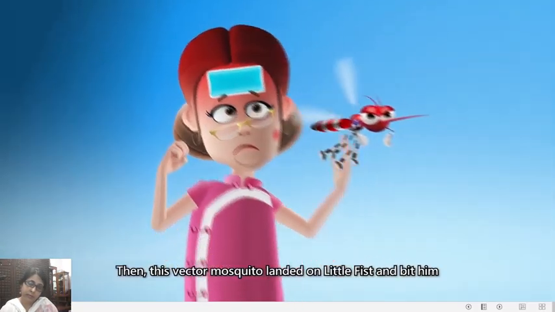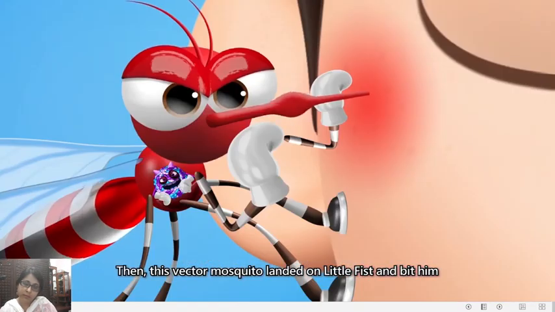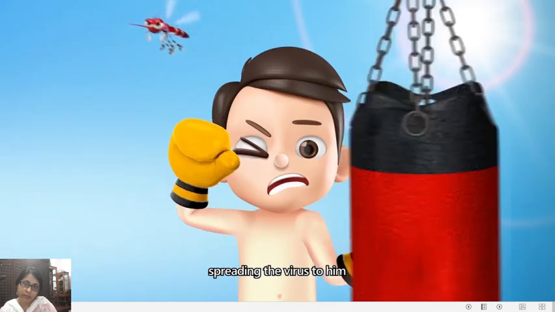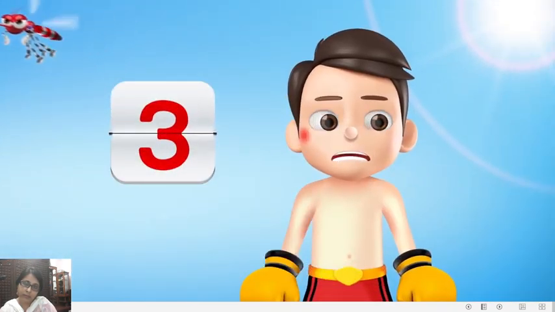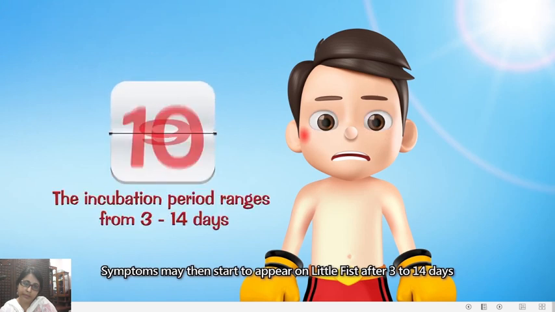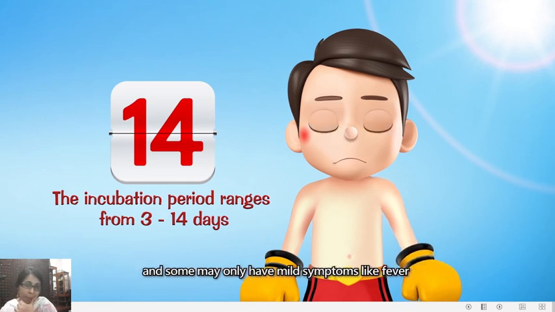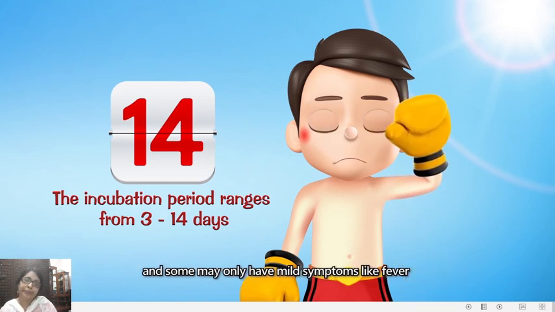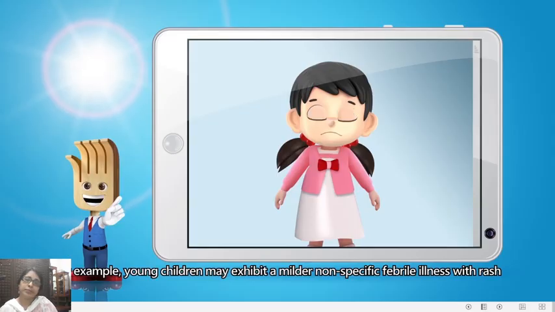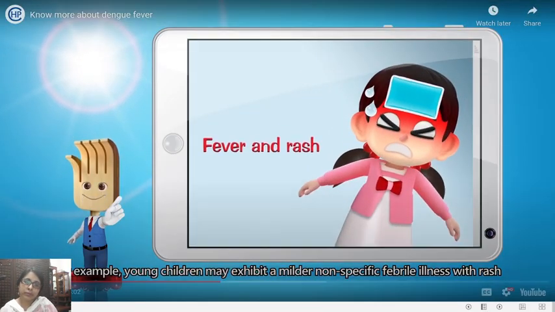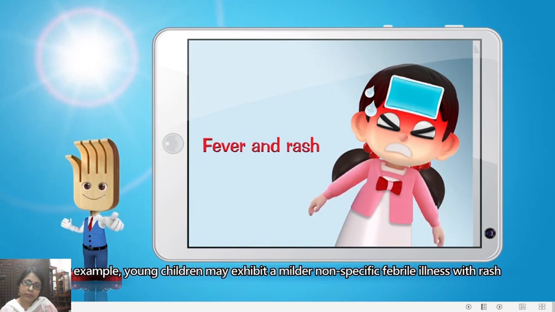Then, this vector mosquito landed on Little Fist and bit him, spreading the virus to him. Symptoms may then start to appear on Little Fist after 3 to 14 days. Some infected people may not develop apparent symptoms, and some may only have mild symptoms like fever. For example, young children may exhibit a mild and non-specific febrile illness with rash.